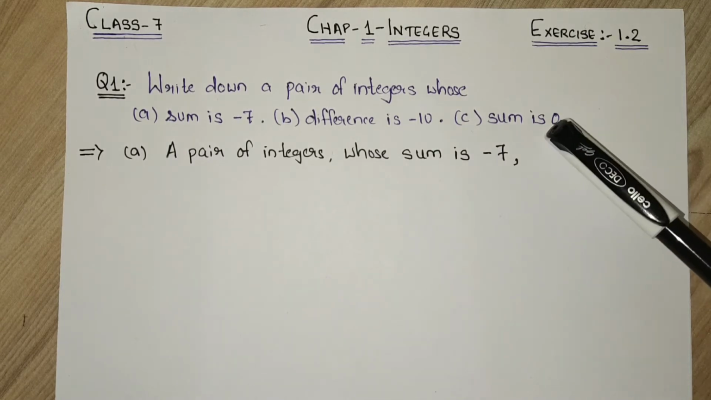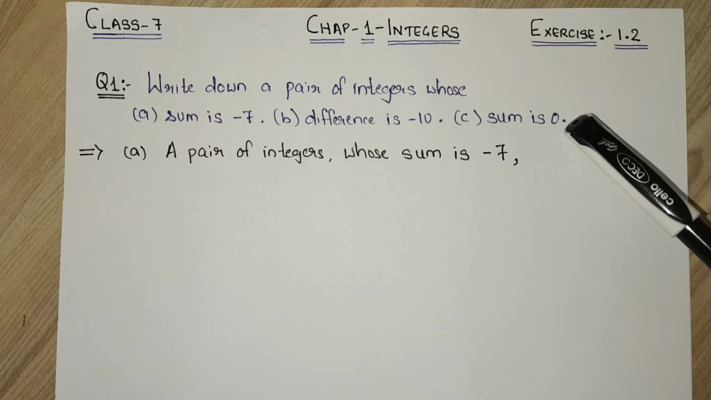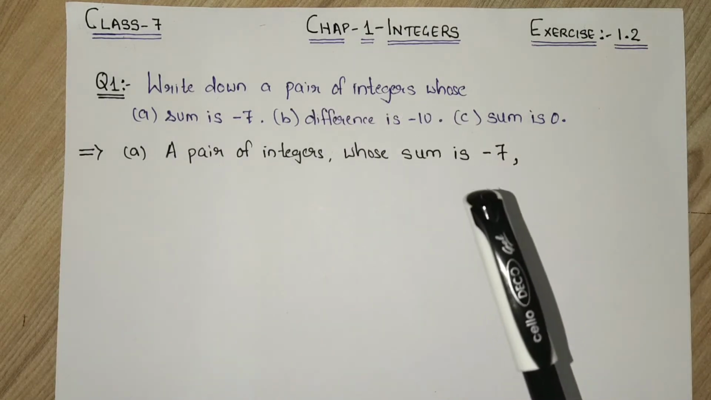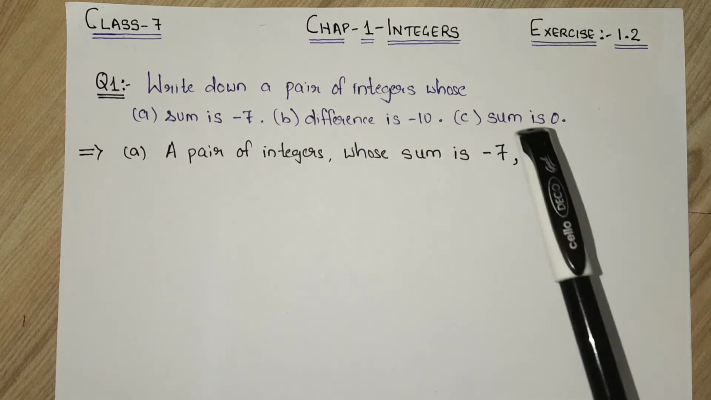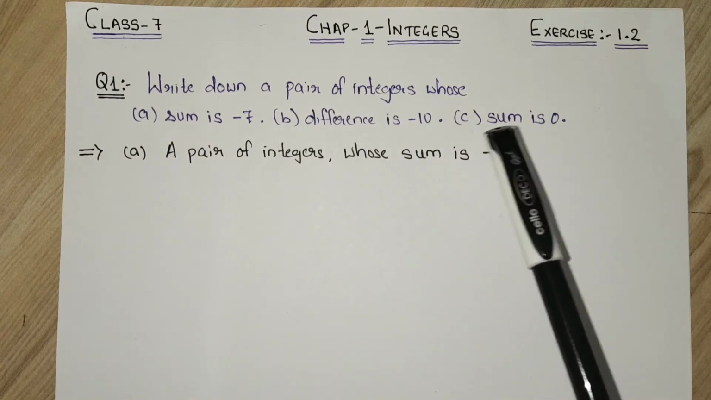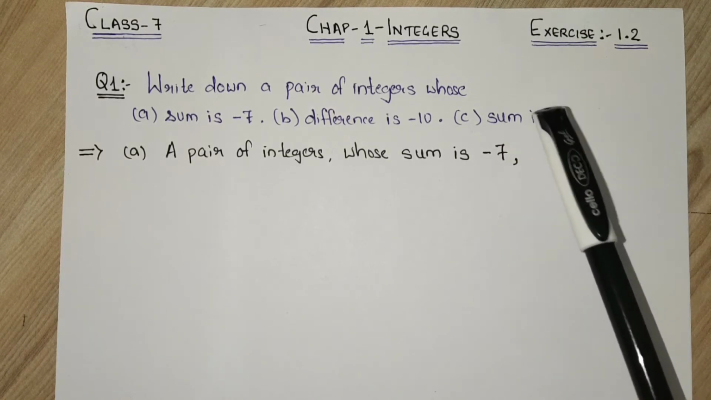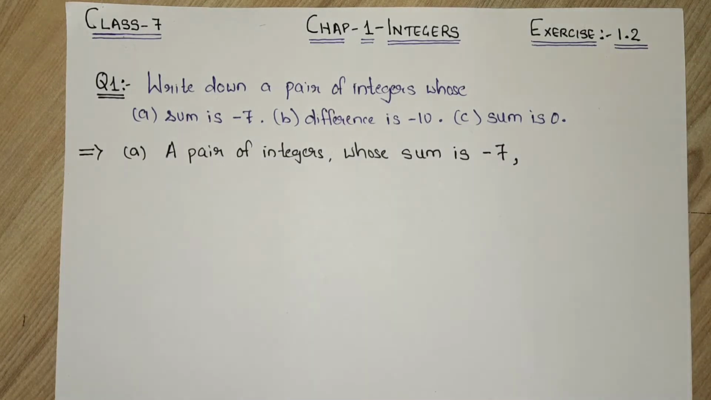And the third question is we have to write down a pair of integers, that is two integers, whose sum, that is if we add those two numbers, the resulting answer must be 0. Only those numbers we have to find.